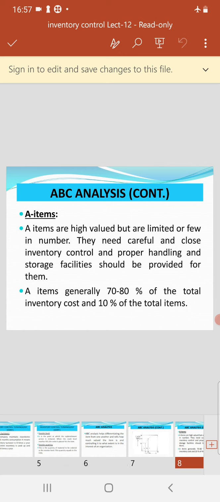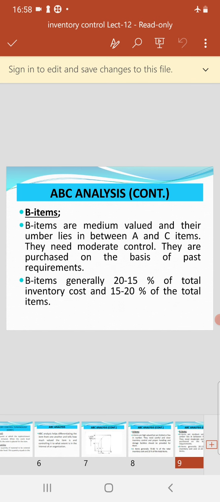So A items, which I have already discussed, are high valued but are limited or few in number. They need careful and close inventory control, and proper handling and storage facility should be provided for them as they are very high valued items. A items generally consist of 70 to 80% of the total inventory cost, but in percentage it is only 10% of the total items.